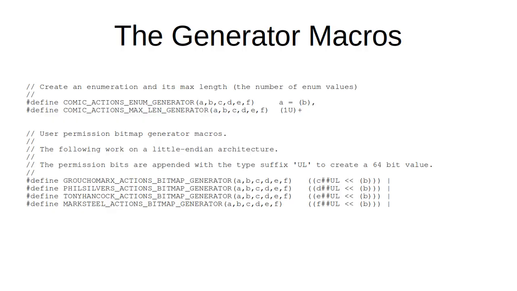And then we have a macro to generate each user's permissions bitmap. To create the permissions, each bitmap macro shifts leftwards its user permission value, a 0 or a 1, by the index value in column B for that action and adds a trailing bitwise inclusive OR operator, noting that this bitmap generator implementation has been developed on little endian architectures.